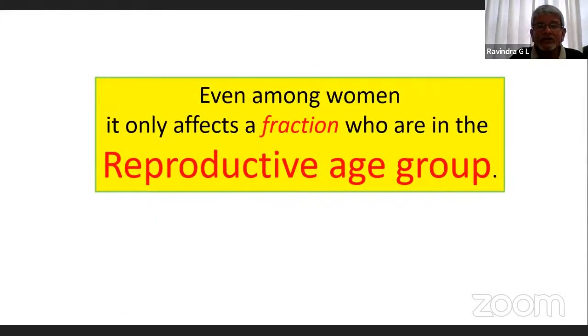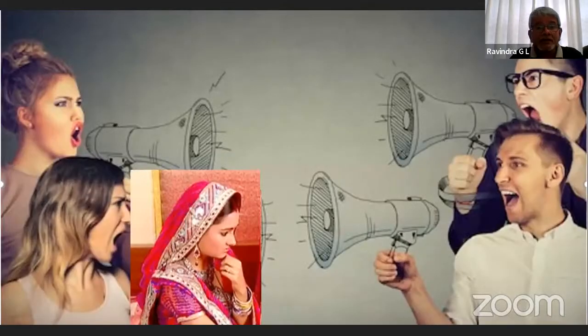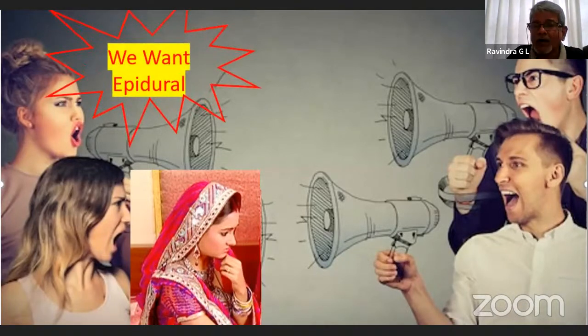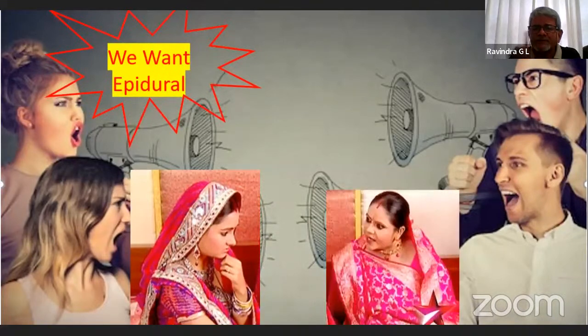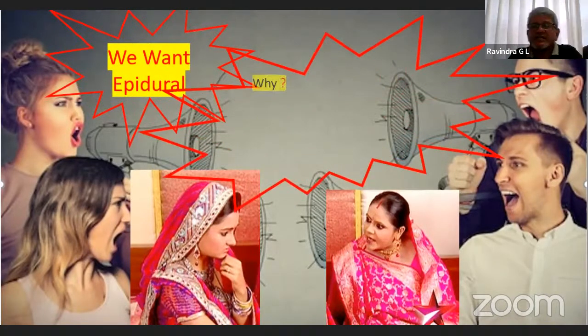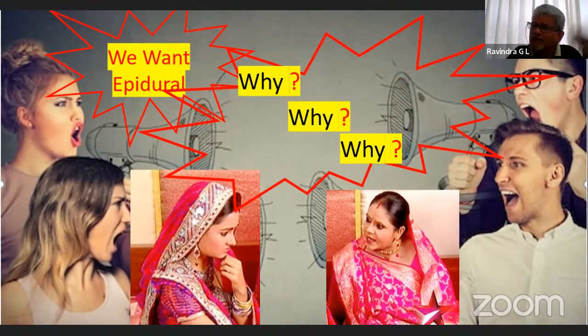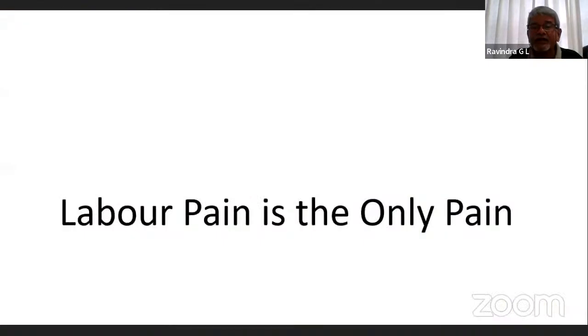And even amongst women, it only affects a fraction, just that fraction who are in the reproductive age group. As long as the lady is a bahu, the daughter-in-law, and she is asking, we want an epidural, she is fine. The moment the bahu becomes a saas, that is, the daughter-in-law becomes a mother-in-law, she turns around, she joins the other side and starts asking, why epidural, why? Mujhe to nahi mila tha. There was no labor analgesia for me. Why for you? And this is one of the reasons why labor analgesia is not being accepted.